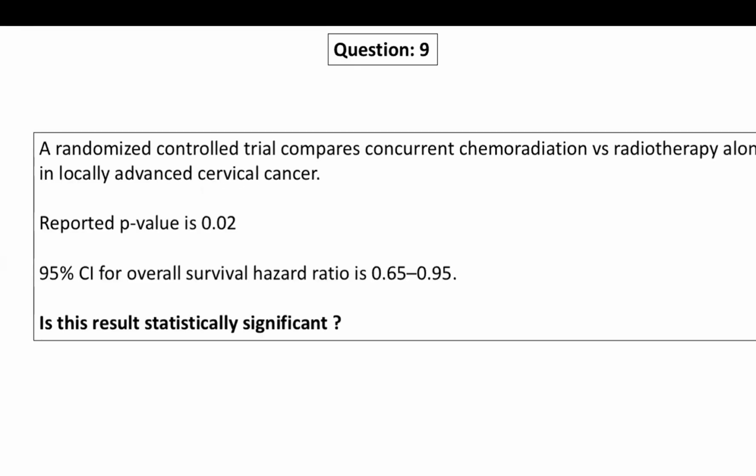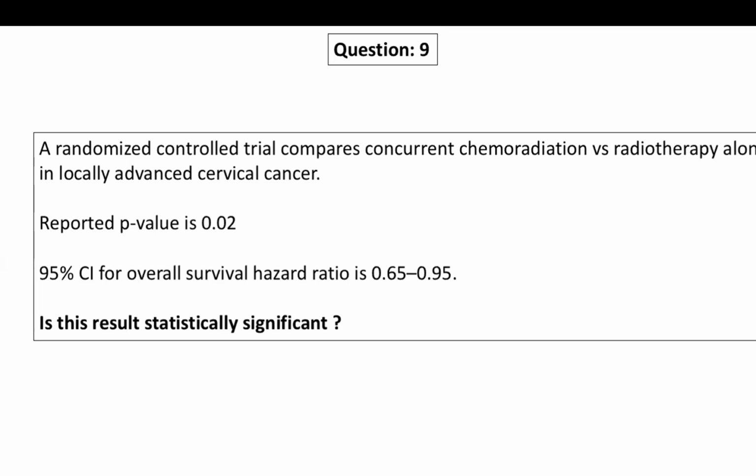Now coming to the next question. We have a randomized control trial that compares CTRT with RT in locally advanced carcinoma cervix, and in this trial the reported p-value is 0.02, and the 95% confidence interval for overall survival hazard ratio is 0.65 to 0.95. So do you think that this result is statistically significant? Yes, sir. The p-value is less than 0.05 and the 95% confidence interval also does not cross 1. So it is statistically significant.